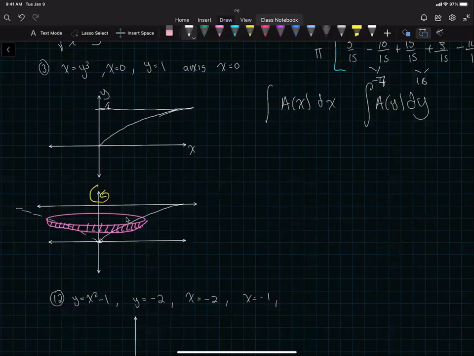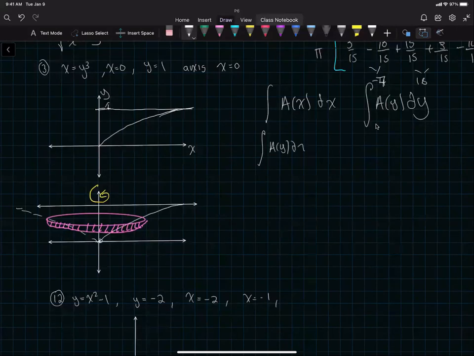Correct. So someone asked, you determine it by the way it is stacked, correct? This is correct. You determine it by the way the disks are stacked. If you notice, right now the disks are being stacked on the y-axis, so therefore we are using our A of y dy. So let's go ahead and write this down. So this is the one that we're going to be working with, A of y dy.